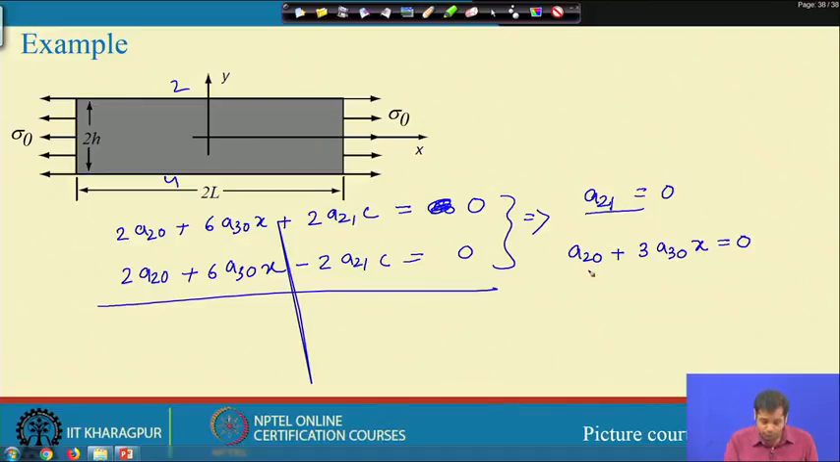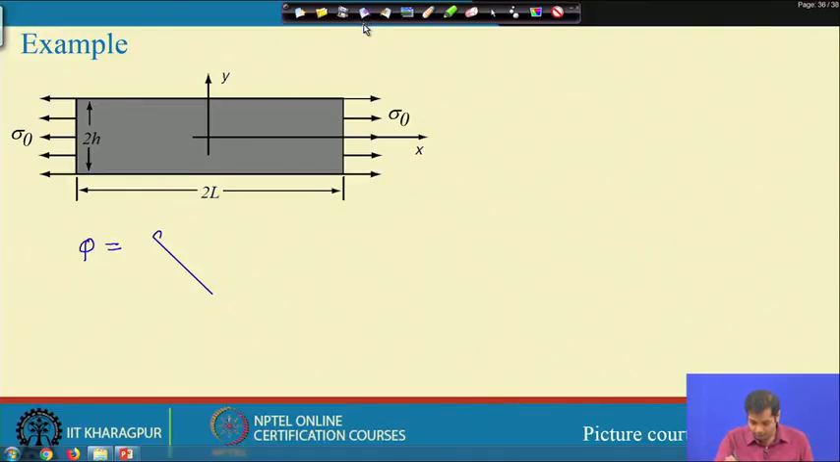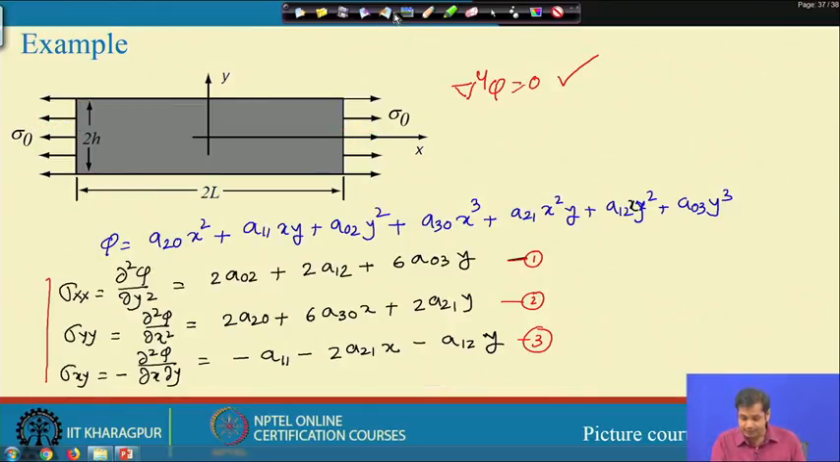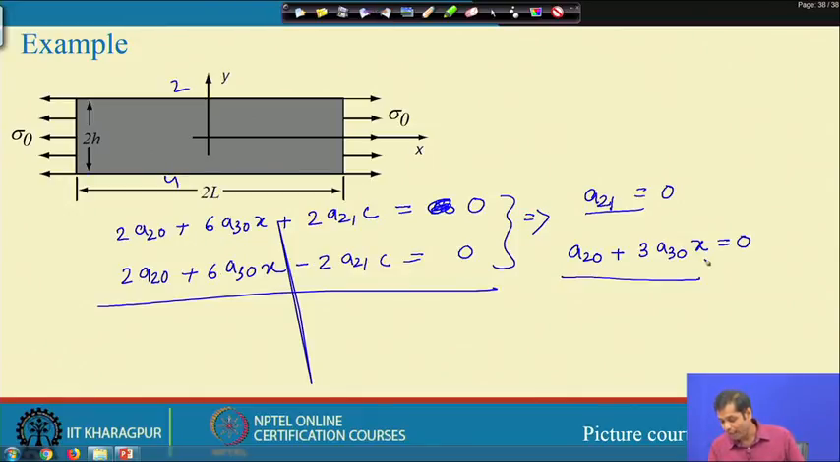Now, this is true for, if you recall, this stress sigma y, this is for any x. So, any x, sigma y on this boundary at y equal to plus c and minus c, at any x this stress is 0, and therefore this has to be 0 at any x, which gives you A20 is equal to 0 and A30 is equal to 0.